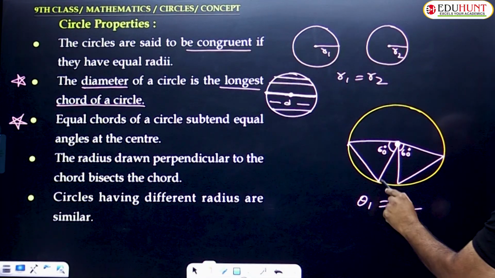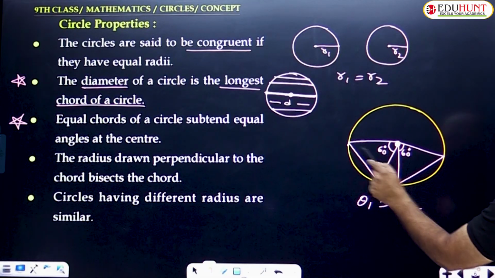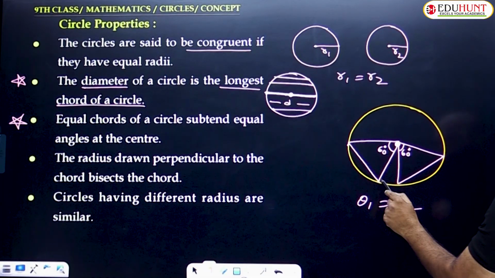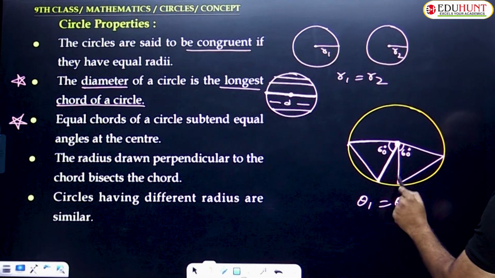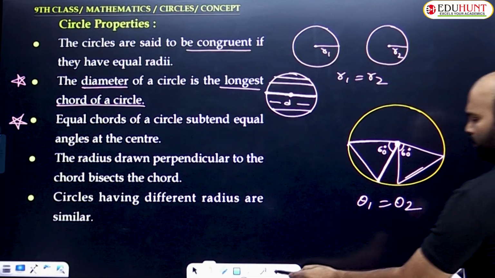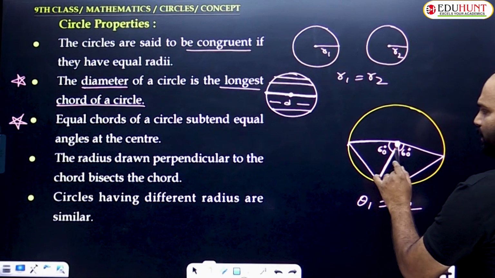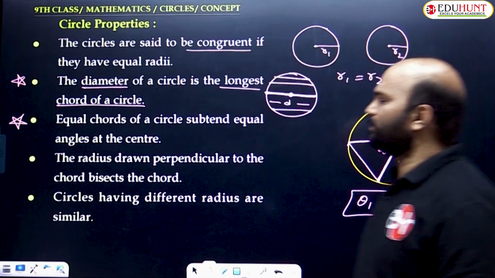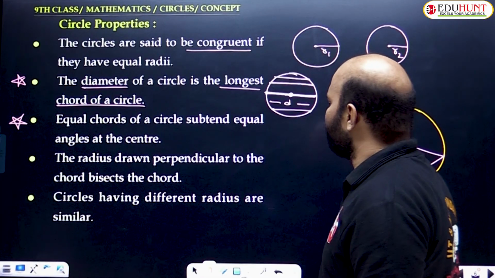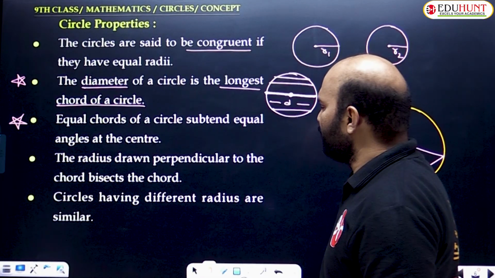Equal chords of a circle subtend equal angles at the center, just like that. The endpoints of the chords joined to the center are called radii. Two radii, okay. So they subtend equal angles at the center, and here theta 1 and theta 2 are equal. Am I clear?